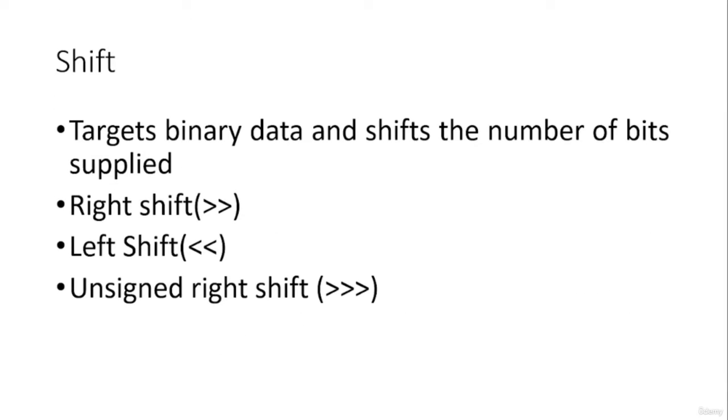The next type of operator is the shift operators. Shift operators mean that if there is binary data and you want to shift the bits left or right, we have the left shift, right shift, and unsigned right shift operators. We can see that greater than and less than symbols are used for shifting the bits. You will understand how the shift operator works when the practical for this session comes.